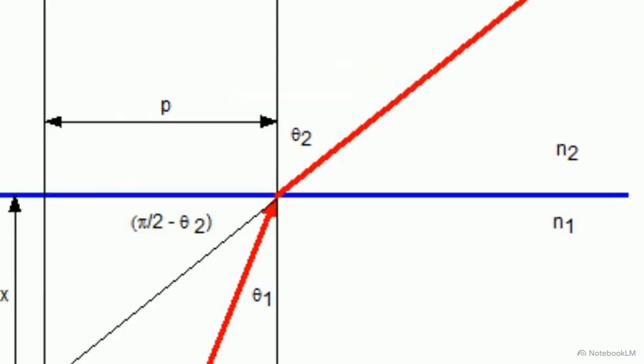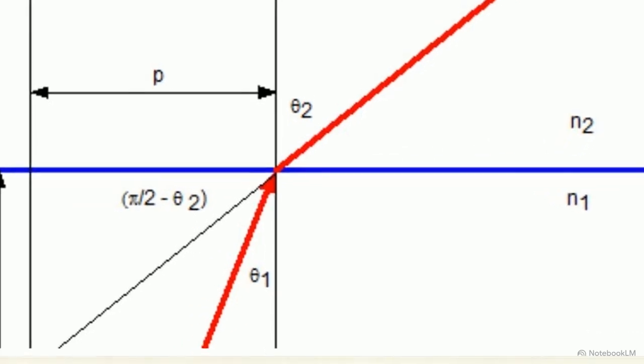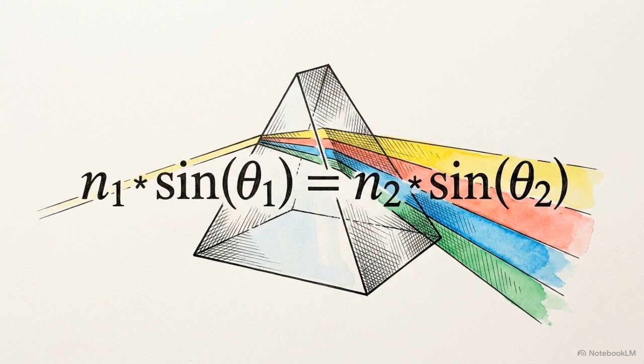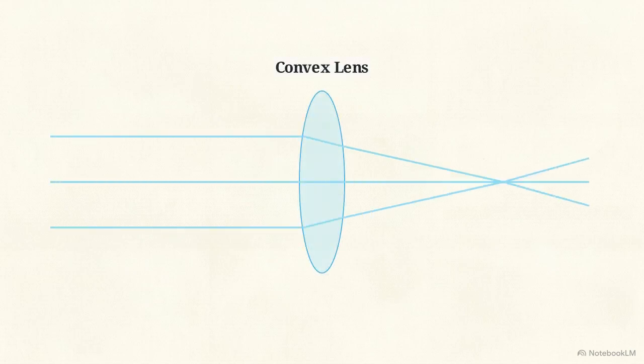By labeling the different media as N1 and N2, we can use Snell's law to calculate the bend. Knowing the density of the material and the incoming angle, we predict the light's path before it even hits the surface. Framing this bend as a geometric equation allows us to calculate the path light will take through almost any medium. If we intentionally curve the surface of a glass medium, we can force multiple light rays to bend and converge at a single focal point.